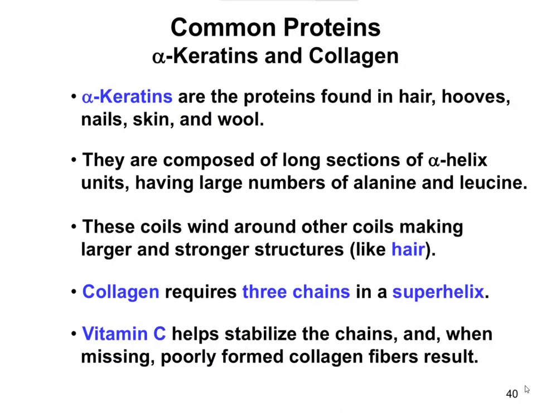So in looking through these two different types, first I want to talk about some of the fibrous proteins, the structural proteins. Keratins are proteins found in hair, hooves, nails, skin, things like that. If you were to rub your fingers together, you would really be rubbing off some keratin protein because it's loosely associated with your skin.